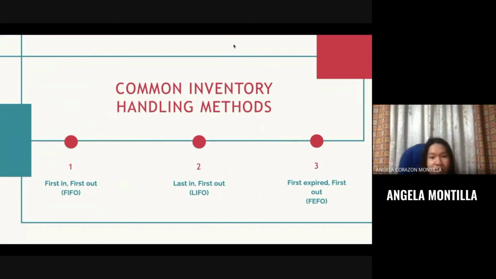The next is common inventory handling methods. The first one is first in, first out. Inventory items here are sold based on the order they are purchased, and this is the most common technique. Second is last in, first out. Last items to enter the system are sold first, and this is common among non-perishable items like petroleum, minerals, and metals. And next is first expired, first out. Materials are sold based on the days they should be consumed, regardless of when they were purchased.